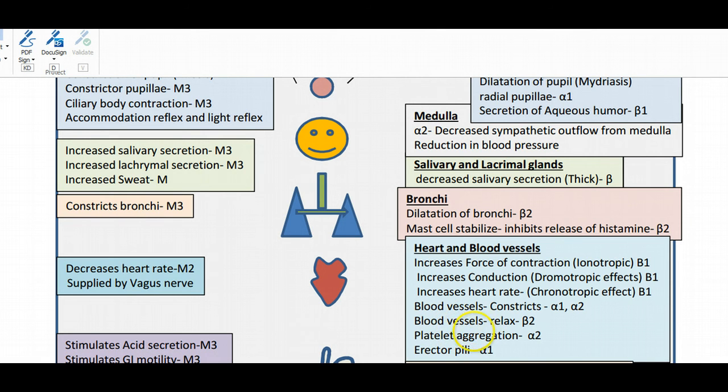Now, other miscellaneous effects you see in this series are the alpha-2 effect, where it will stimulate platelet aggregation, whereas the alpha-1 effect will cause contraction of the erector pili muscle, and that's what we call goosebumps.